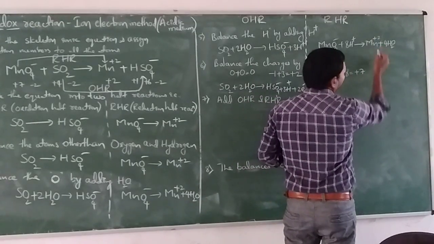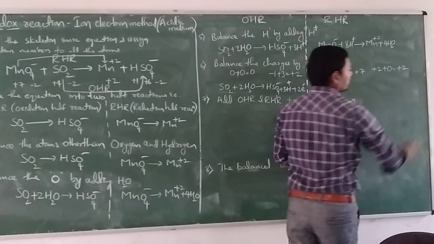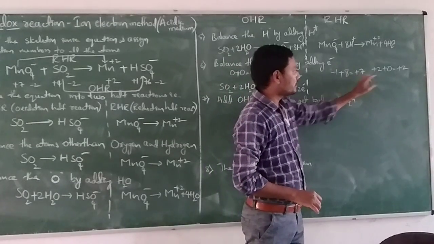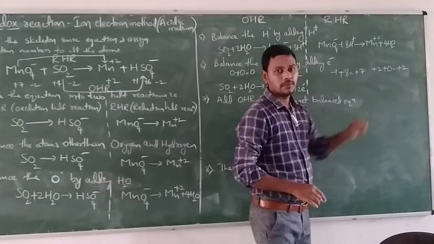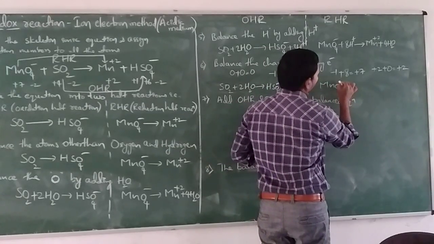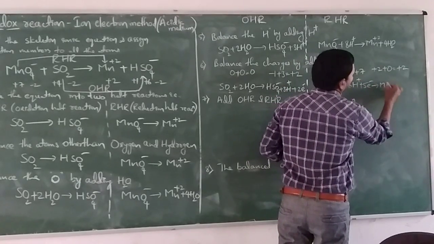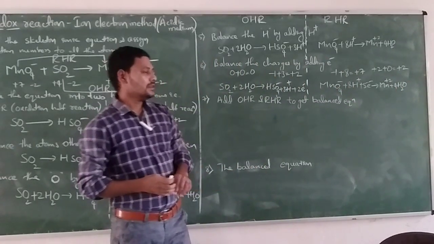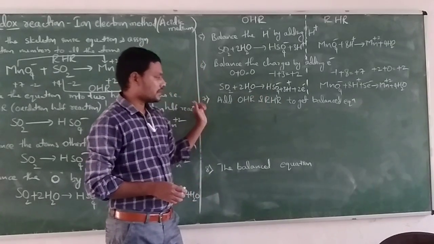Now Mn plus 2. This is a neutral molecule, 0 into 4, 0. So total plus 2. I am adding the electrons on the left side. So how many electrons should we add to become plus 2? 5 electrons. When I add the 5 electrons, 7 minus 5, I will get plus 2. So I am adding 5 electrons on the left side in the reduction half reaction: MnO4 minus plus 8H plus plus 5 electrons gives rise to Mn plus 2 plus 4H2O. Like this we can balance the charges. Okay? So we balanced the charges. And the next step is the 7th step.